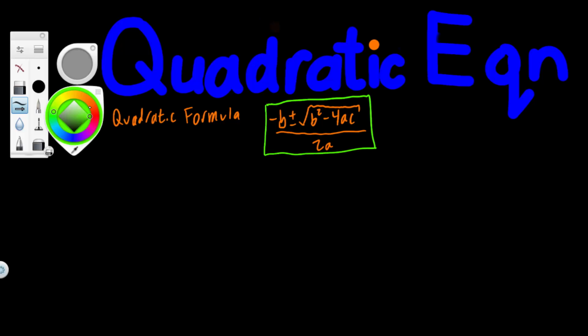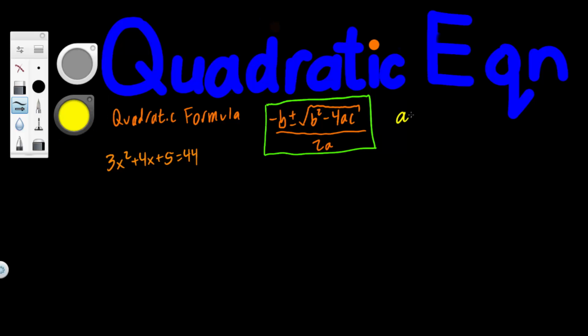Let's take a look at the equation that we're going to be solving. So let's go with 3x squared plus 4x plus 5 equals 44. All right? And what we want to do is find a value of x that makes this true. Now remember that the standard form that we want for this is ax squared plus bx plus c equals 0.